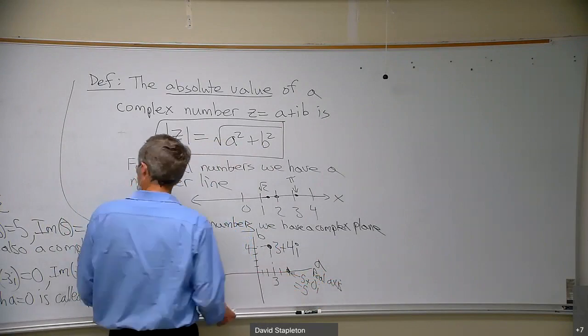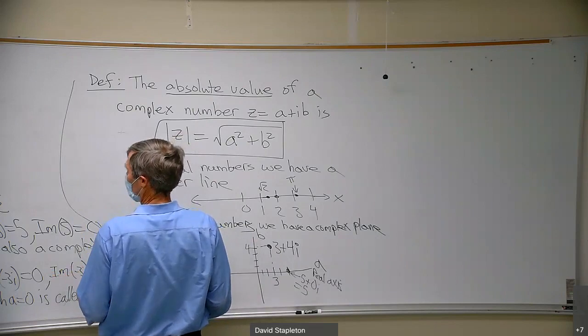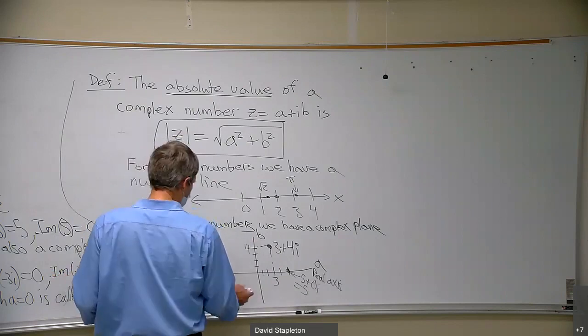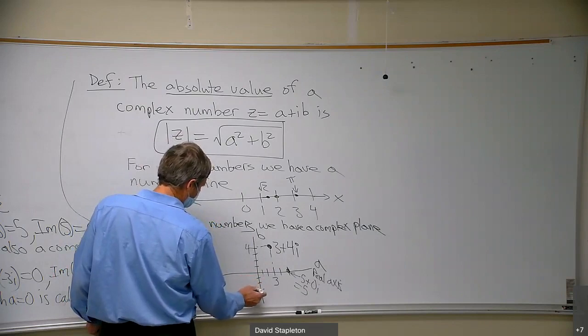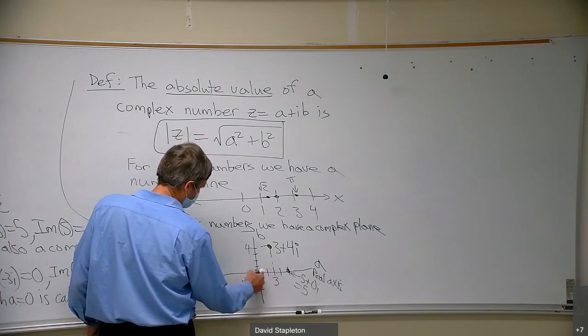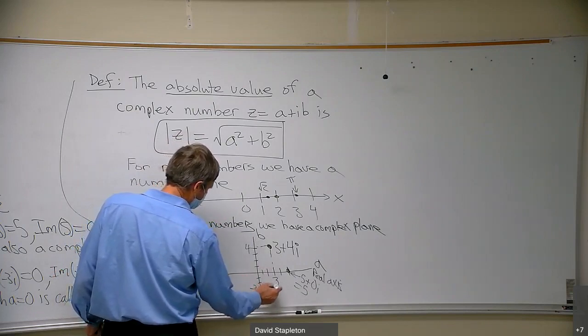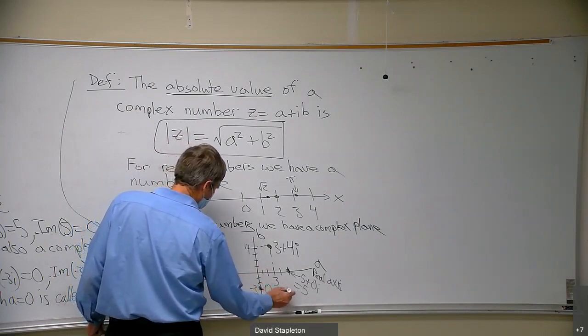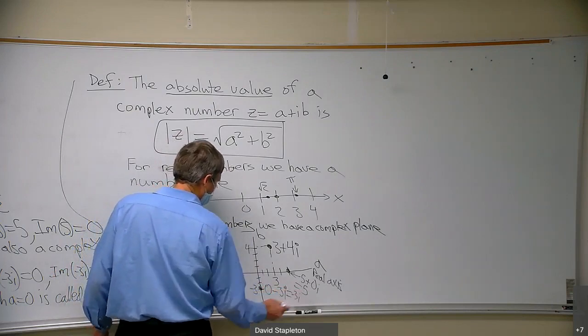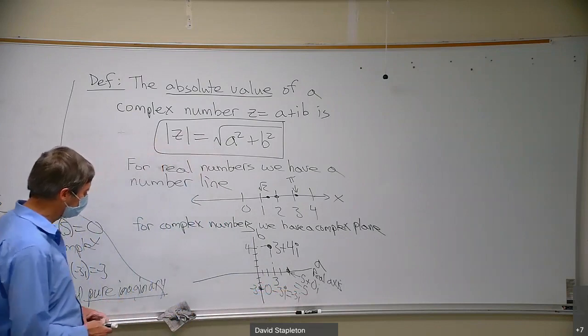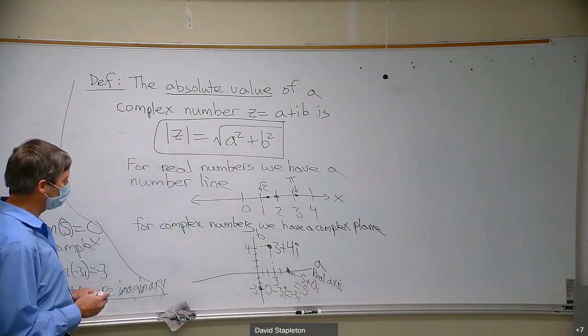Or if I have minus 3i, like we had over there, let's go 1, 2, -3 on the imaginary axis. And this is 0 in the real direction and -3 in the imaginary direction. So this is identified with 0 minus 3i. So that's how you can plot any complex number.